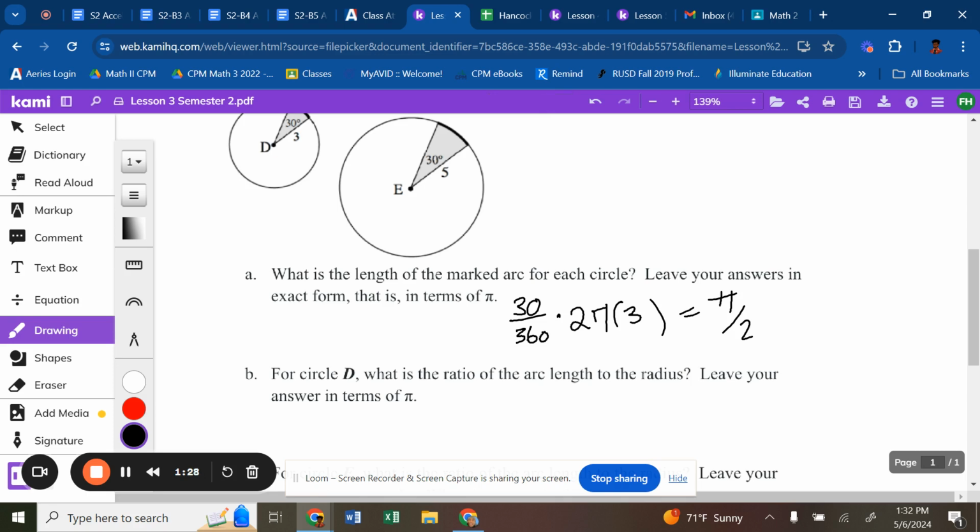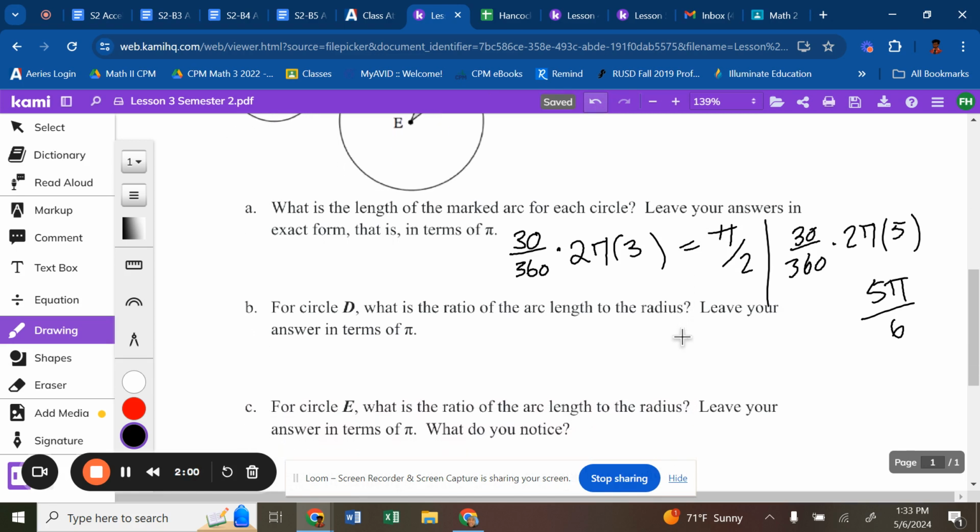Now we do the same exact thing for our other circle. So we're going to get 30 over 360 times 2 pi, except times 5 this time. You can kind of guess what's going to happen, but we're just going to go ahead and multiply, and we are instead going to get 5 pi over 6 units. Both of these are in unit form. And that's when we get A.